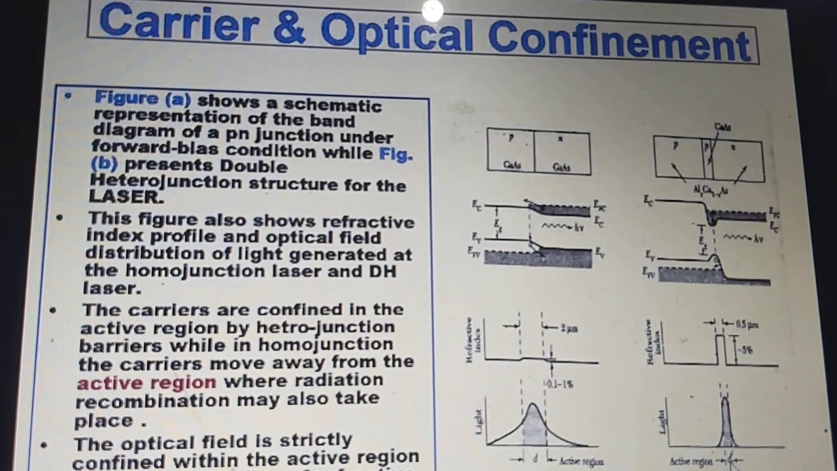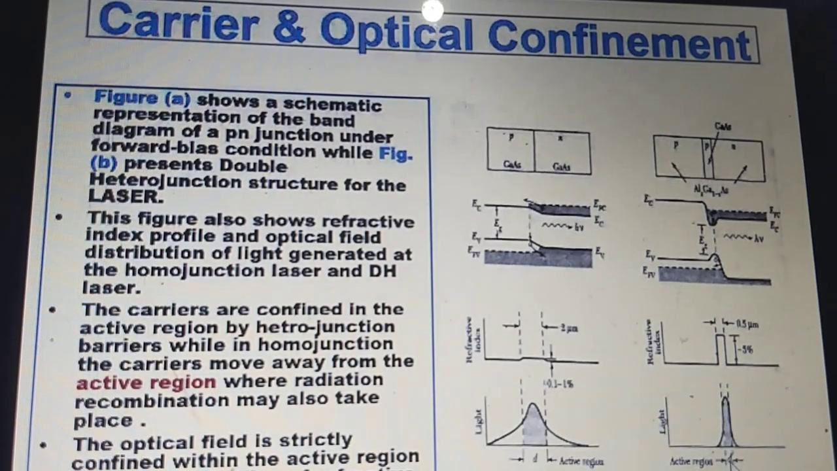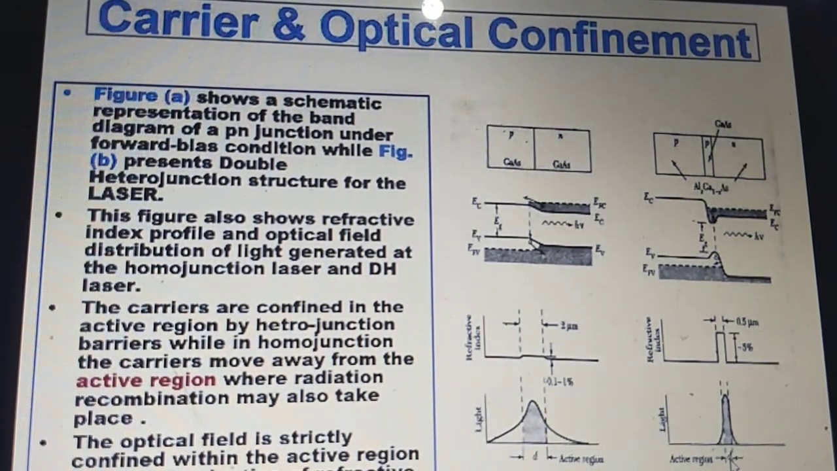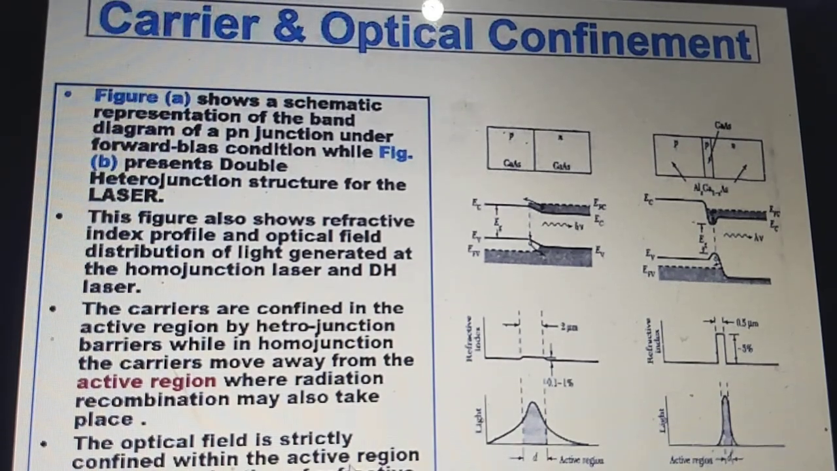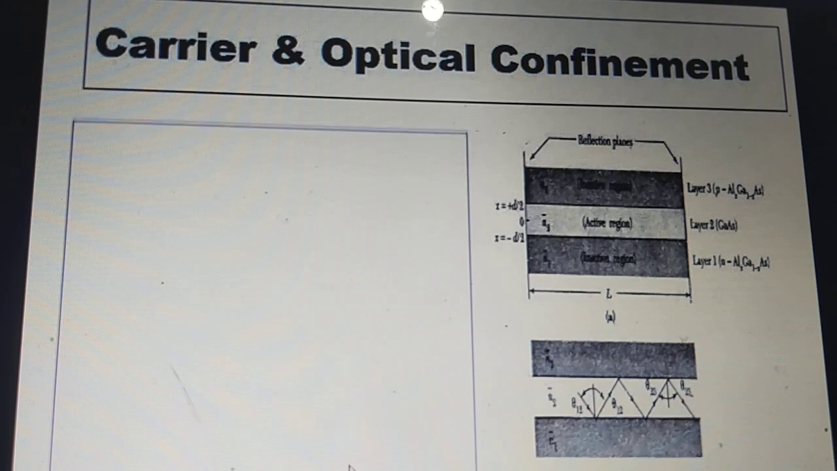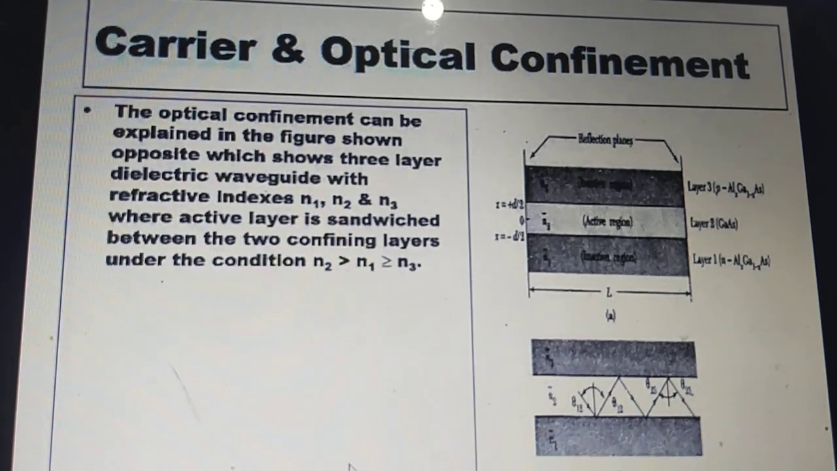The optical field is strictly confined within the active region by the abrupt reduction of refractive index in the DH laser. So that refractive index reduction is able to confine the charge carriers over there. So let's see the optical confinement, carrier and optical confinement.